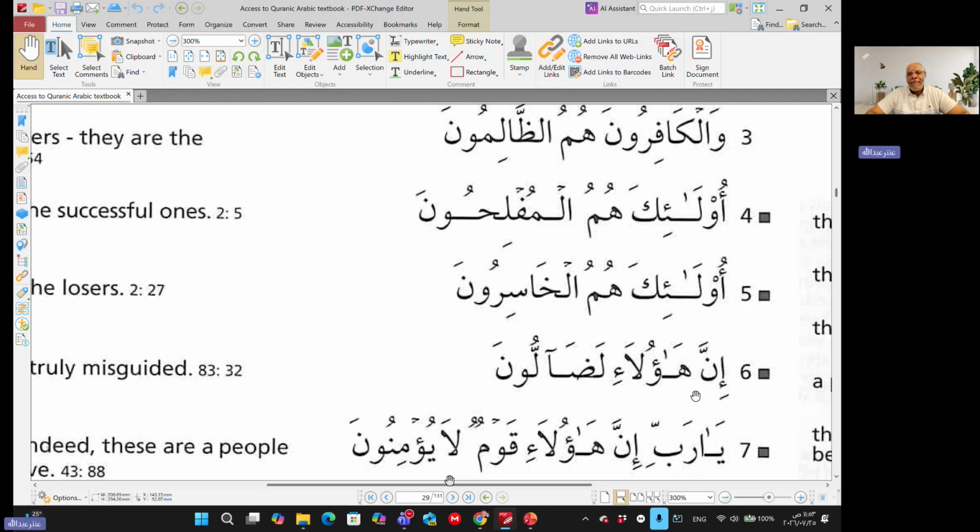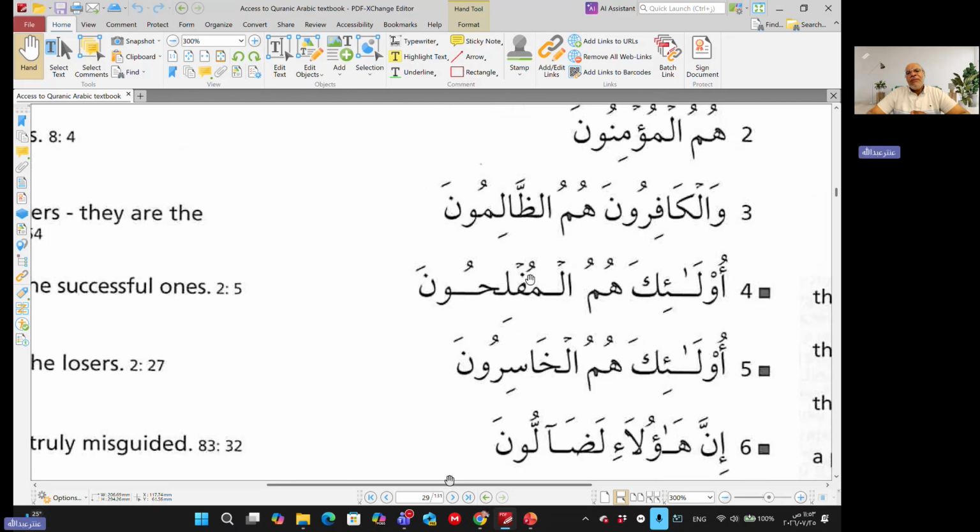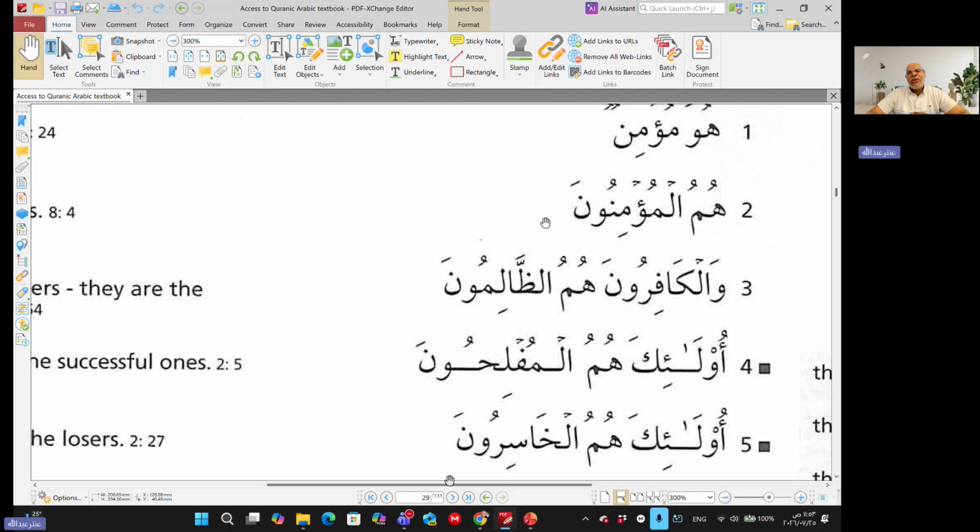إن هؤلاء لضالون. These, so هؤلاء the pointer, these are truly the misguided. ضالون. So now if we come back, the word مؤمنون, what will be the form of the accusative from it?